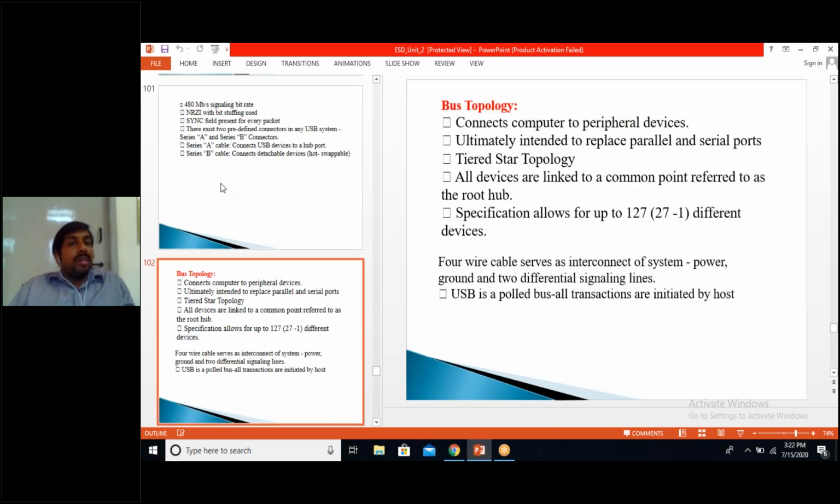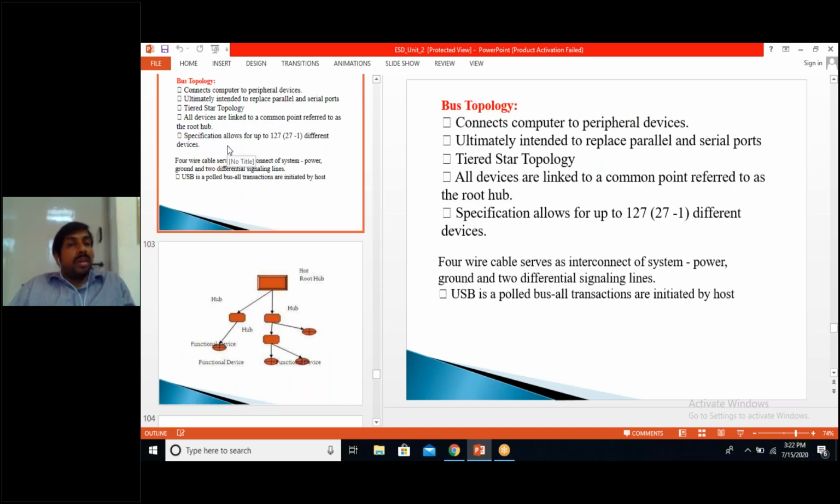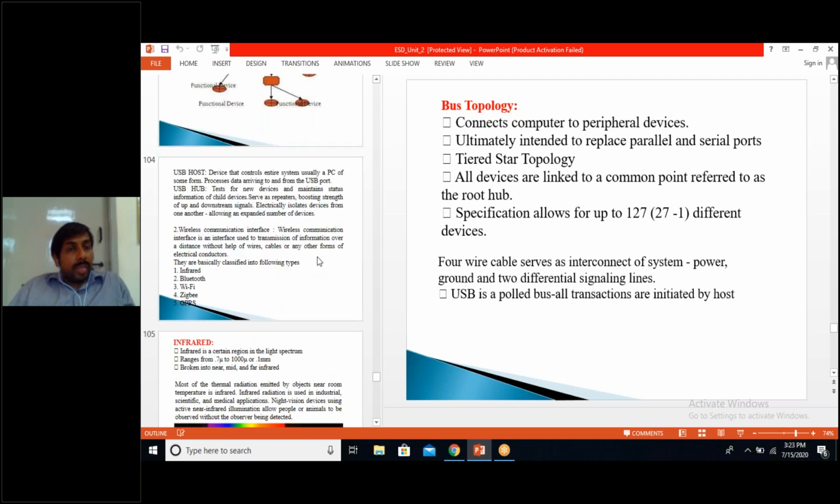So how these are created is you can follow a bus topology. In bus topology, the root hub is connected to all the functioning devices, where you can connect various parallel and serial ports. You can use the star topology, and it will allow a maximum of 127 devices using USB connection.